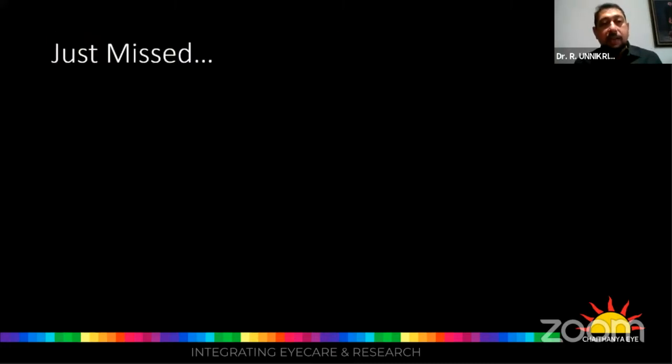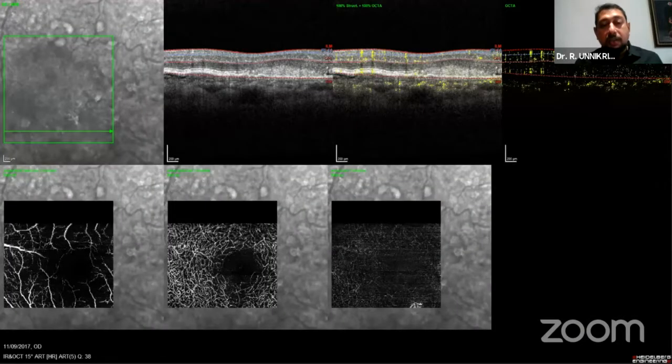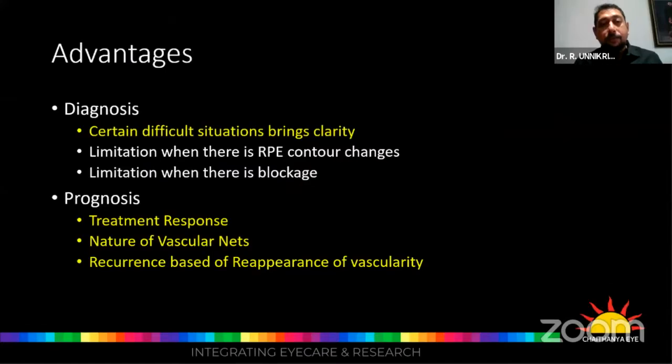This is my last slide I want to show you. This is a picture of an angiography you've done, but then you do an OCT angiography and you see a small membrane hiding behind. This is a case where I found it while I just missed it in the previous case. So the advantage is that in diagnosis, it brings clarity to certain situations, but in treatment response, it helps in assessing the type of vascular network and recurrence based on reappearance of vascularity.